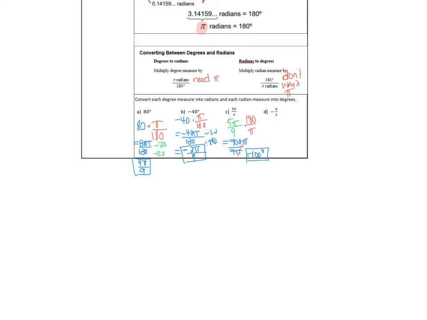So pause and try B on your own. And then you've started it back up. So hopefully you started with your radians of negative pi over 5. And you multiplied by 180, because you want degrees, and you divided out the pi. So the pi's are going to divide out, and we're going to divide negative 180 by 5, and we're going to end up with negative 36 degrees. So that's how we go back and forth between degrees and radians.